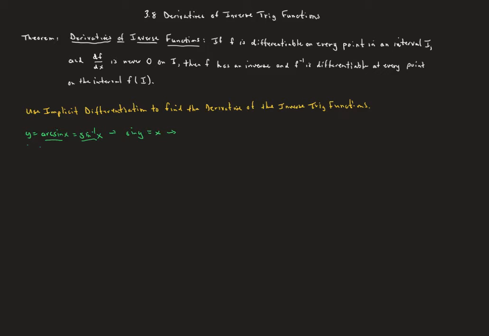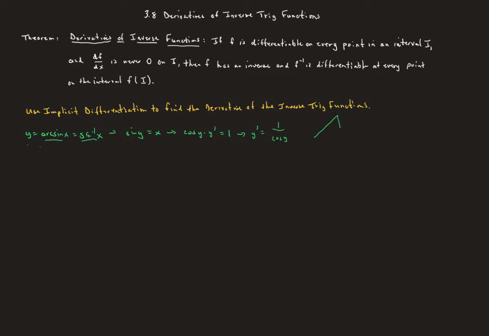So the derivative of sine is going to be cosine of y, and then times the derivative of that inside function, y prime, and on the other side, the derivative of x is 1. So from there, solving for y prime, we get 1 over the cosine of y. Now we have to think about what this means.